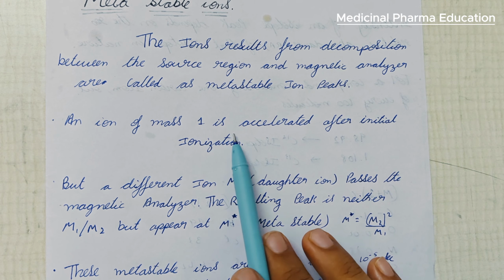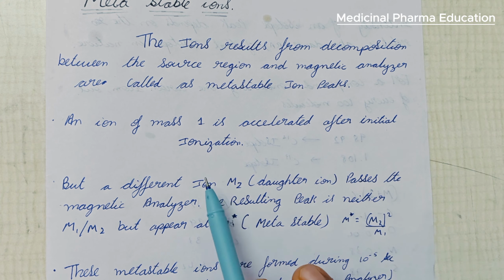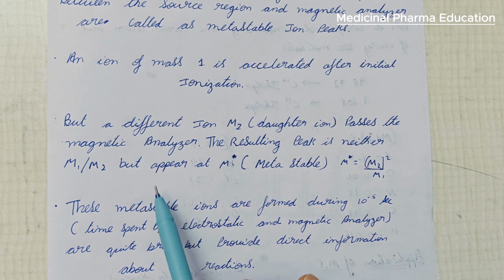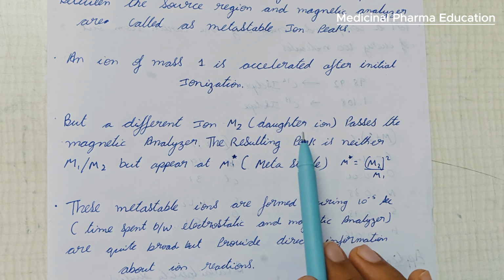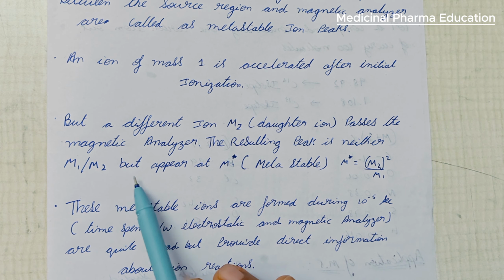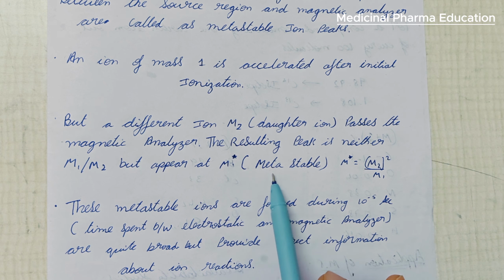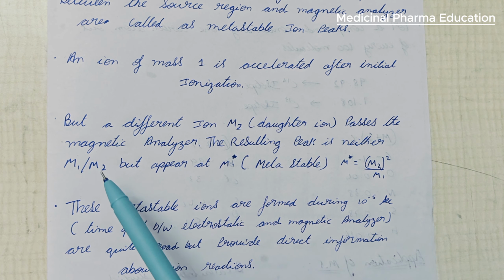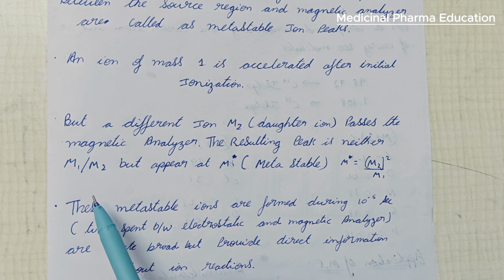An ion of mass M1 is accelerated after initial ionization, but a different ion M2, the daughter ion, passes the magnetic analyzer. The resultant peak is neither M1 nor M2 but appears at M metastable. See here, if M1 and M2 are different types of ions, when passed through the detector, the resulting data is neither M1 nor M2 but a metastable, which is not stable and is trying to stabilize itself.